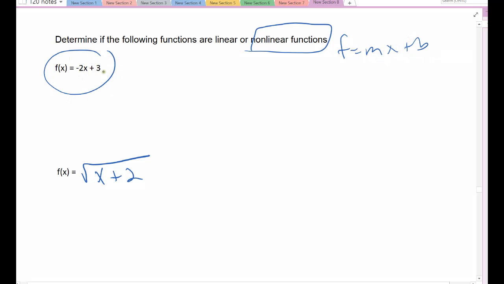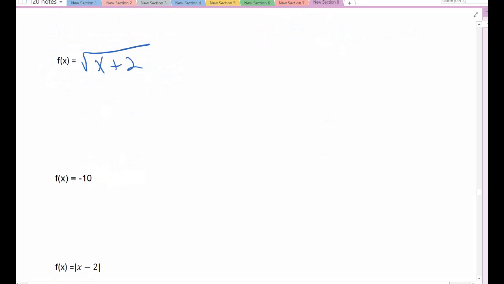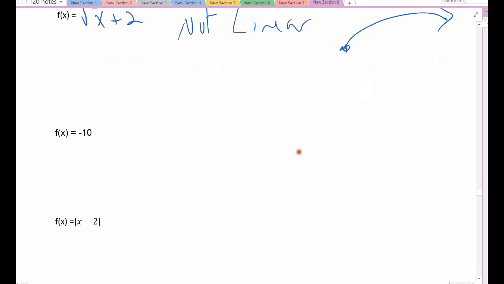So the first one is fine. The m would be negative 2, the b would be plus 3, so yes, that's linear. The next one is the square root of x plus, and as soon as you see the square root, it's not linear. If you graphed it, it would be half a parabola shape. You have a curve to it.